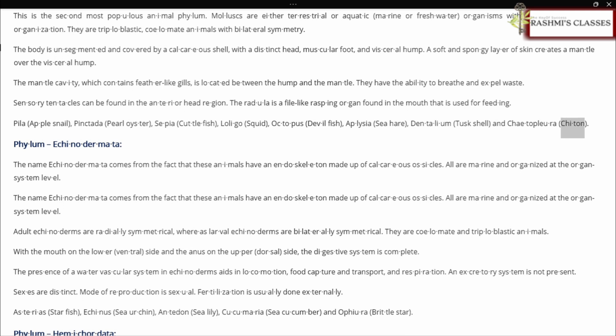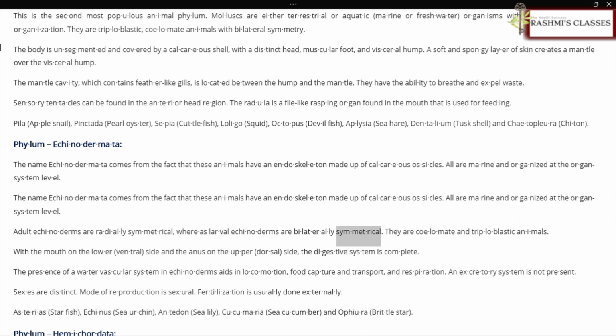Phylum Echinodermata. The name Echinodermata comes from the fact that these animals have an endoskeleton made up of calcareous ossicles. All are marine and organized at the organ system level. Adult echinoderms are radially symmetrical, whereas larval echinoderms are bilaterally symmetrical. They are coelomate and triploblastic animals.